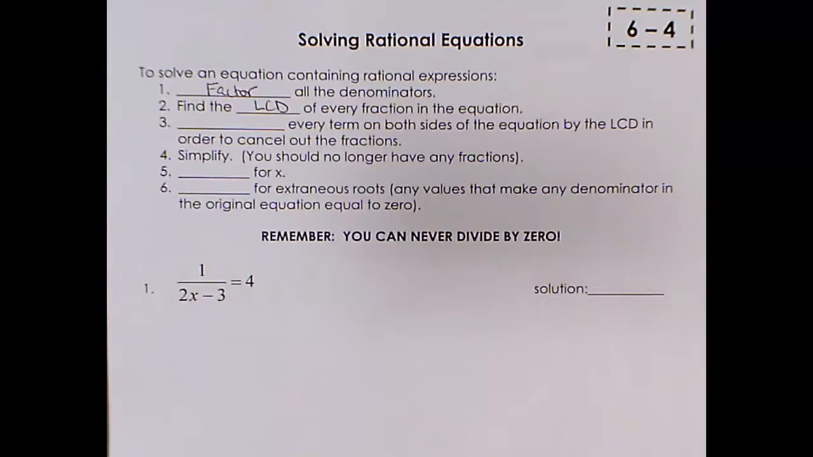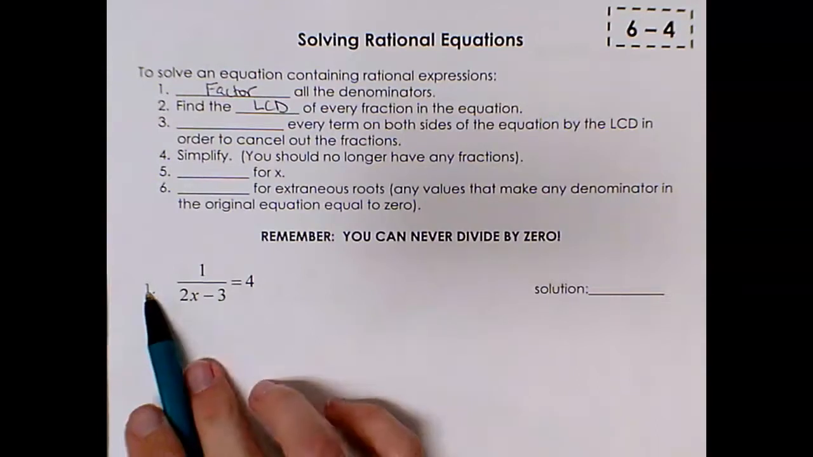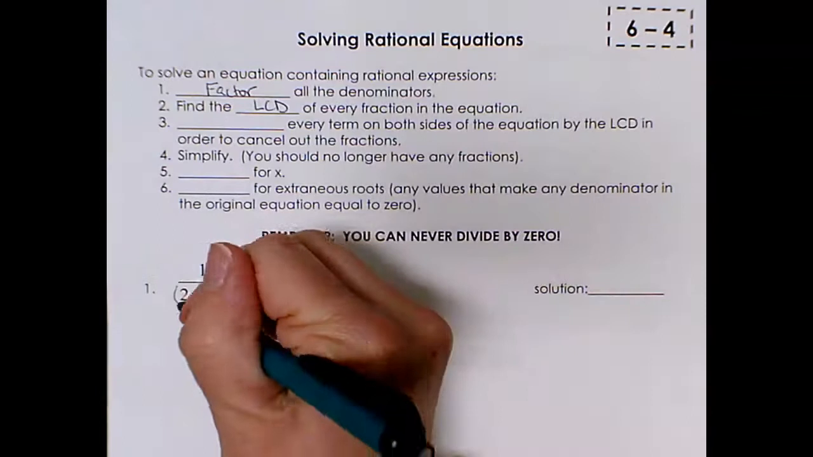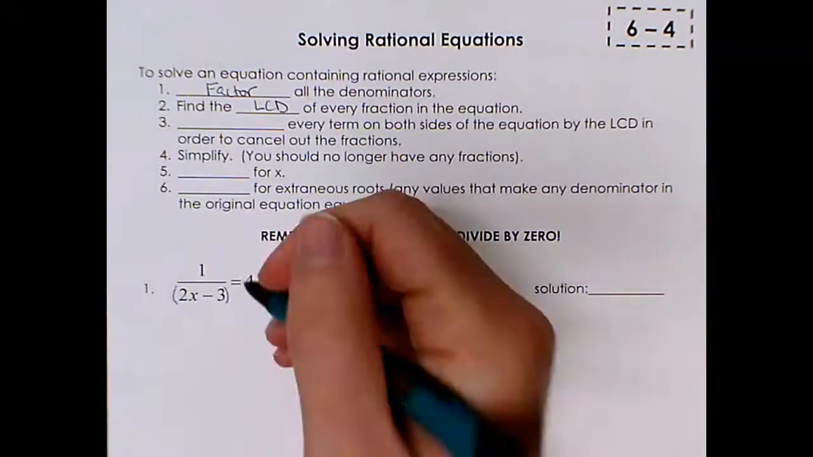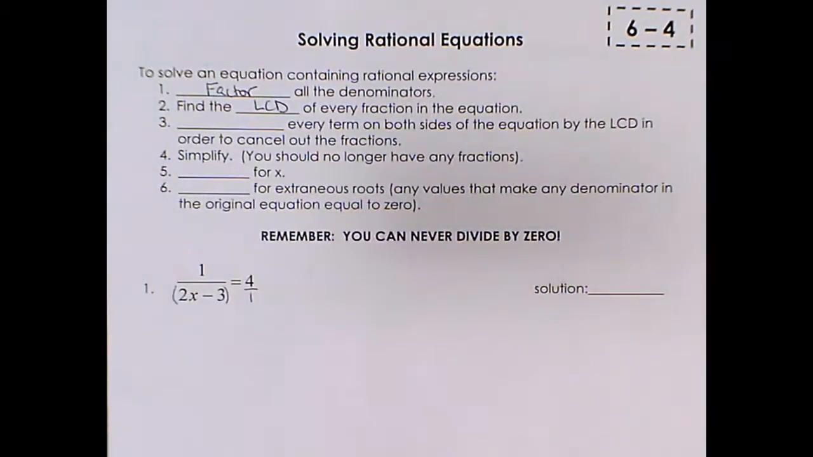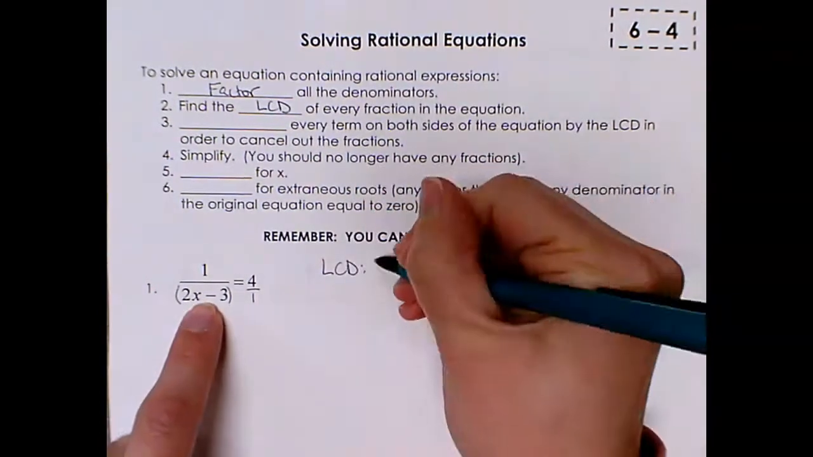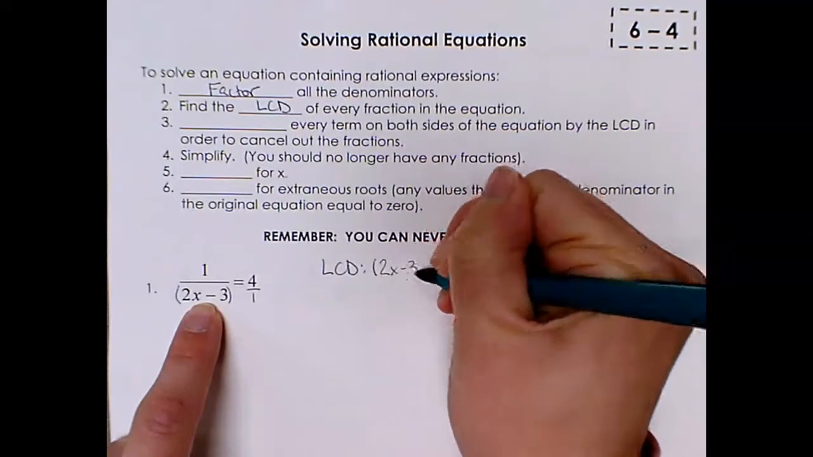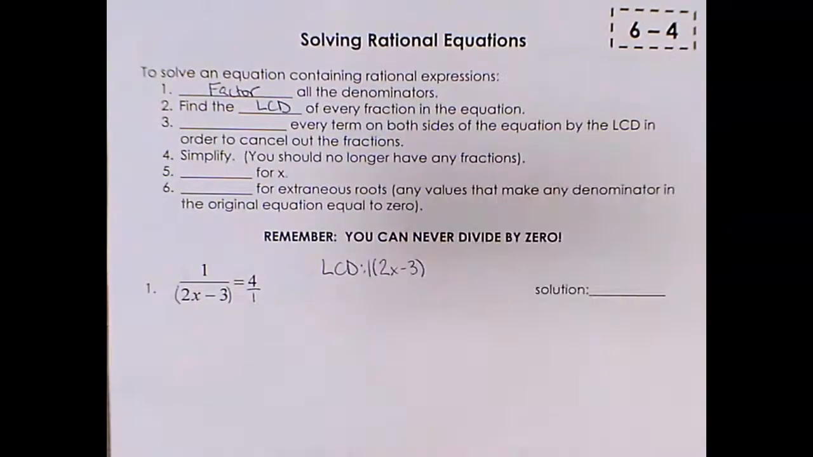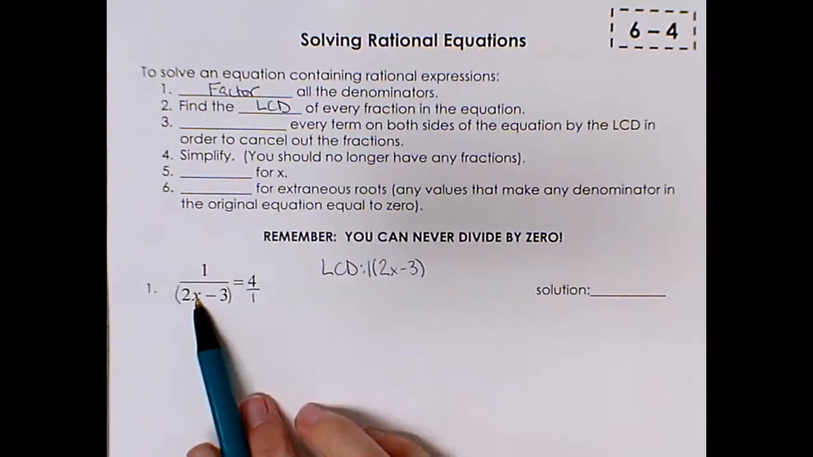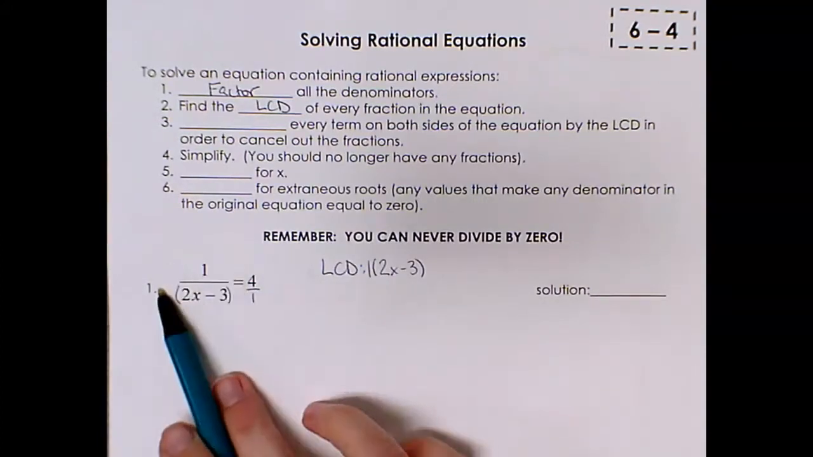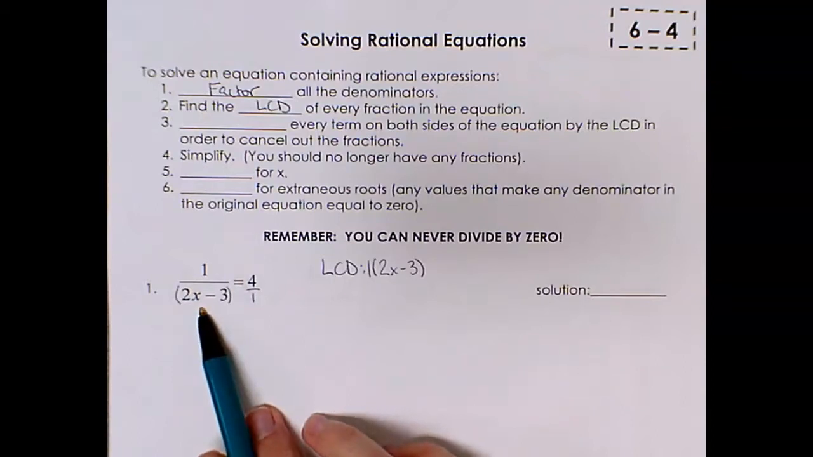So let's talk about why that is. If you look at number 1, the denominator here is 2x minus 3. And then here, technically the denominator is 1. So my least common denominator is the 2x minus 3 and the 1, which really it doesn't matter if it's there or not because it's multiplying by 1. So there's my least common denominator, and in order to solve for x, which happens to be in the denominator, I need this to not be a rational expression anymore. I don't want any more fractions.